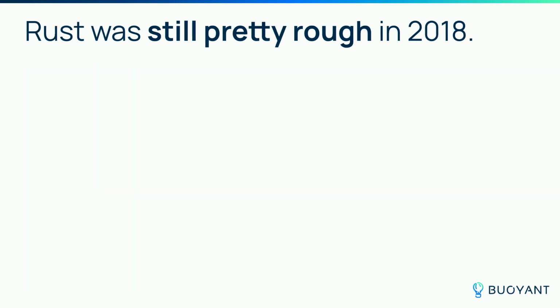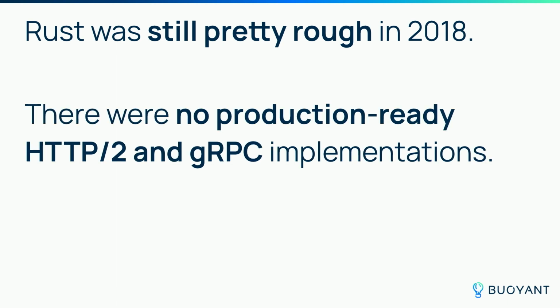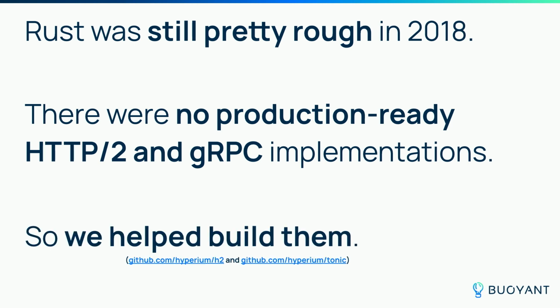But when we were making this decision back in 2018, the state of Rust was not as mature as it is today. For example, there were no production-ready HTTP2 or gRPC implementations at that time. So we helped to build them. It's Hyper, H2, and Tonic.